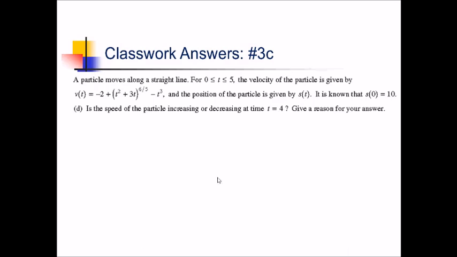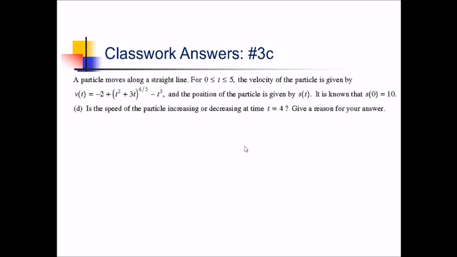For this last part of the problem, they want to know if the speed of our particle is increasing or decreasing at time 4. So there's a few ways to do this one. Since we actually already put the speed function in our calculator, we could calculate the derivative at time 4 just to see if that's positive or negative. Another way to do it, the way I actually ended up doing here, is to compare the signs of velocity and acceleration.